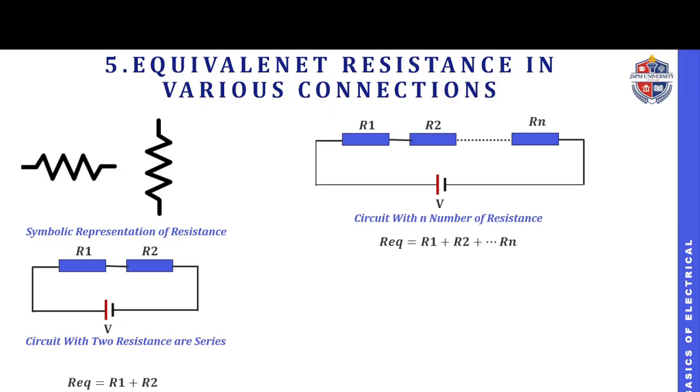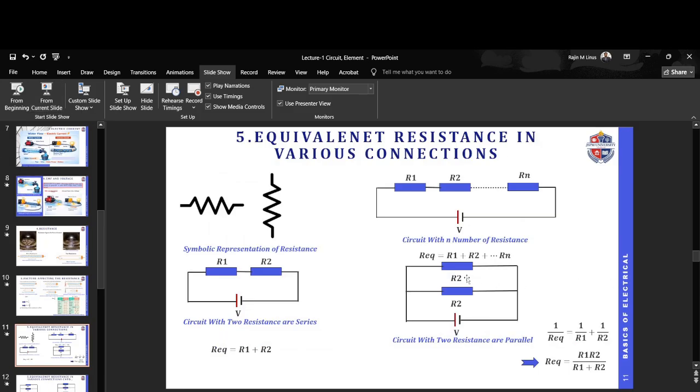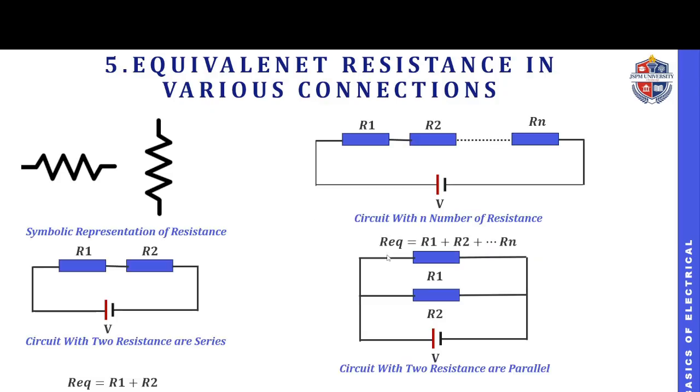At the same time, assume these two resistances are connected in parallel. In this case, if you see here, there is one small typo. If two resistances are connected in parallel, we can say 1 by R equivalent equals 1 by R1 plus 1 by R2. Then if you take the LCM, the final value of R equivalent will be R1 R2 divided by R1 plus R2.